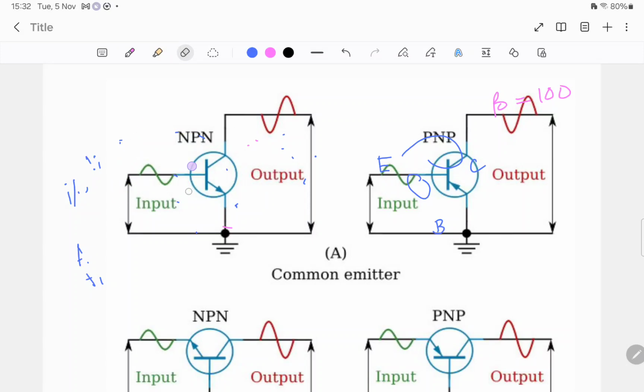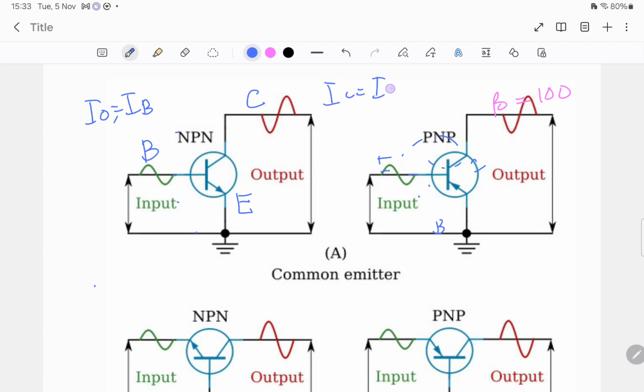Same as before. Only this one, input is at where? Input at base, emitter, or collector? Okay, so input is at base, output will be at C. So what will be the common? Emitter. Okay, so I in, I out. V in here, V out there. So that is for common emitter.